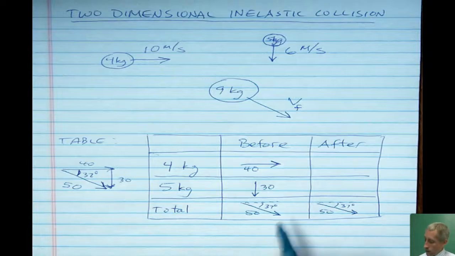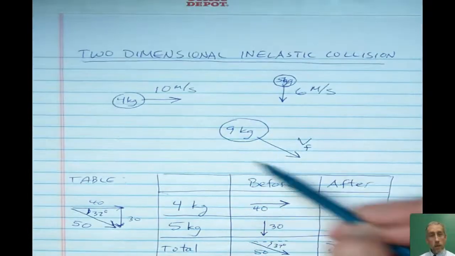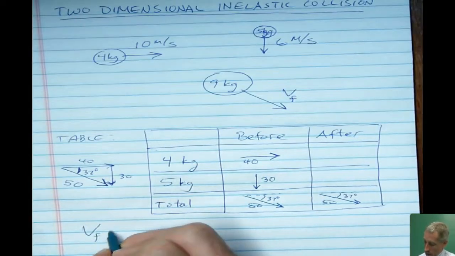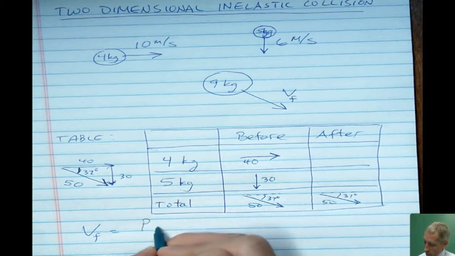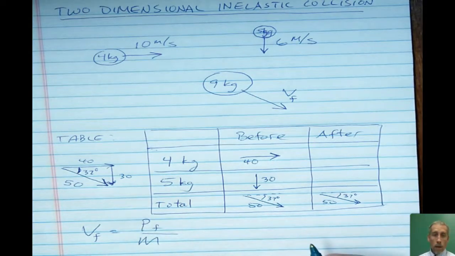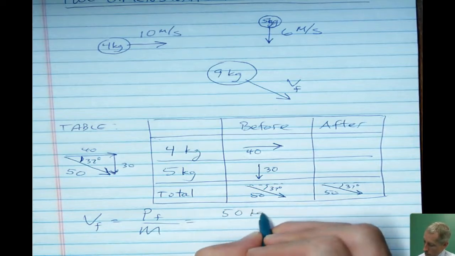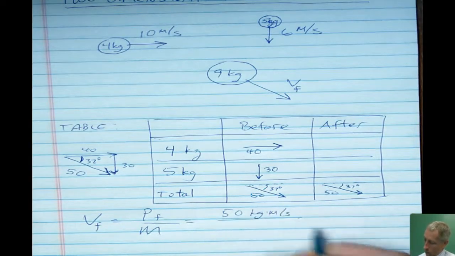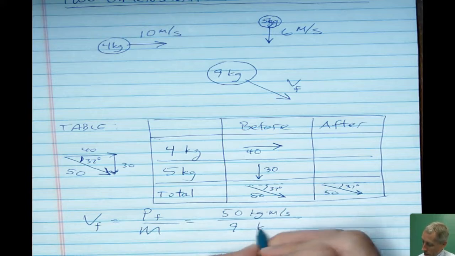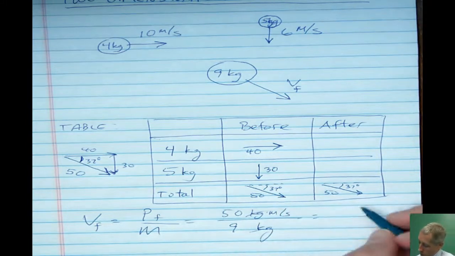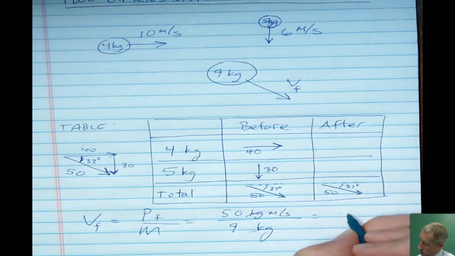And the only difference now is that momentum is due to this 9-kilogram object moving. So if I want to know what the final velocity is, I can just take the final momentum and divide it by the mass. So I have 50, I'll go ahead and put units in now that I've got some space, kilograms meters per second, divided by 9 kilograms. Kilograms are going to cancel. 50 over 9 is, I believe, about 5.56.